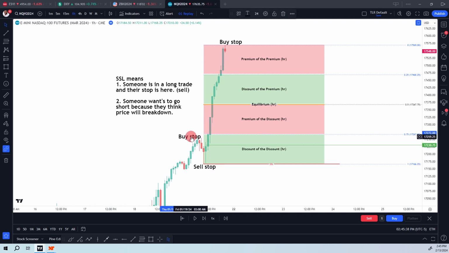It's just sell side liquidity. Don't think about I'm buying, I'm selling, because when you go short, you're not buying into the position, you're selling into the position. When you're going long, you're buying into the position. That's why you always say you want to sell in a premium and buy in a discount.